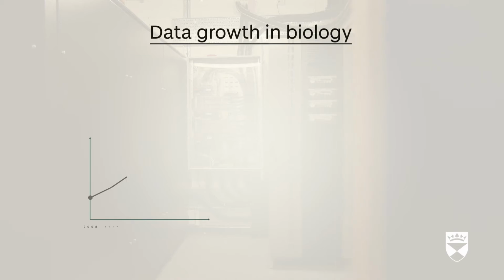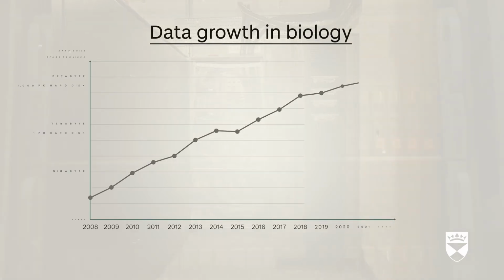You may wonder why we need computers in biological research. A graph titled Data Growth in Biology. The x-axis, titled Years, shows years from 2008 to 2022. The y-axis, titled Hard Drive Space Required, reads, Gigabyte, Terabyte 1 PC hard disk, Petabyte 1000 PC hard disk. The data points are positively correlated, in that, as the years advance, so too does the hard drive space required.